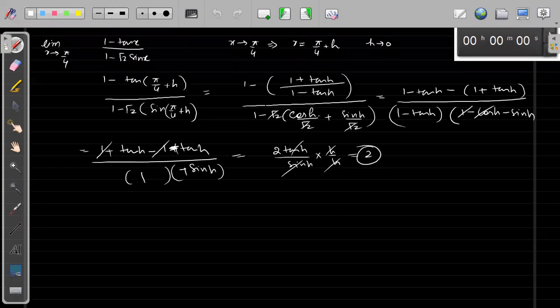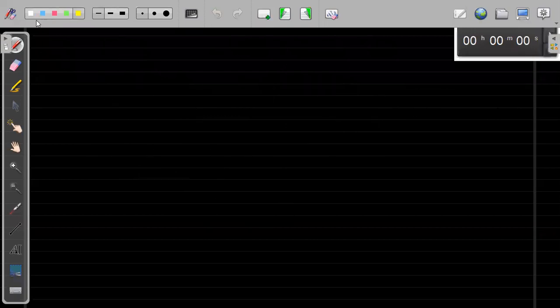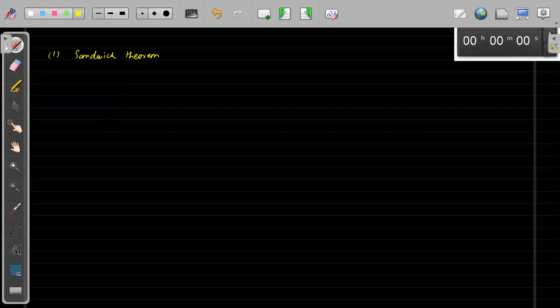Now we will solve previous year 2019 JEE Mains questions. After today's class, only two parts of limits are left. First part is your sandwich theorem. We have already seen a form of it, but I will explain and we will solve some questions based on this. Sometimes in JEE they will ask questions based on the sandwich theorem.